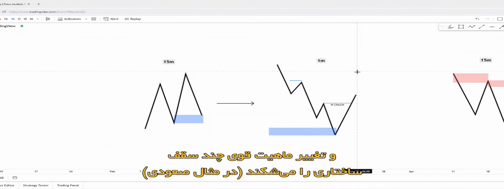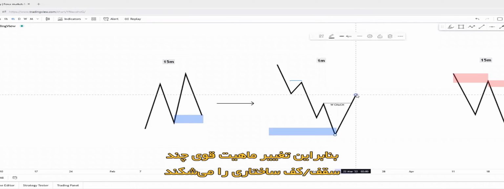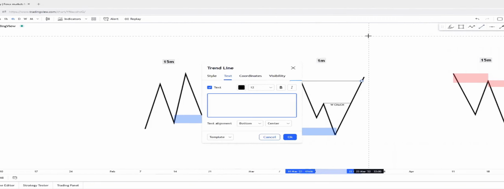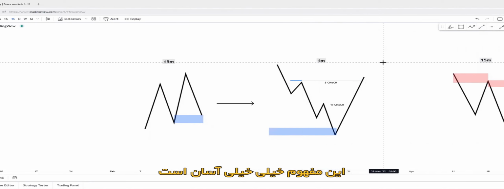The strong change of character will break through several high points / low points on the long trade, I mean the short trade. So the strong change of character has to break above several high points / low points, and in this case, this will be a strong change of character right here at this region. So this is a strong check. Okay, this concept is really easy, right?